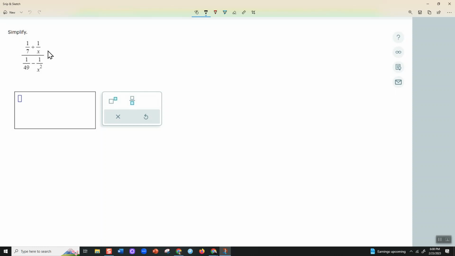Love it. It's all about common denominators. Whenever you're adding and subtracting fractions, you need common denominators. So basically, we're just going to complete the subtraction on the denominator and complete the addition on the numerator. Then we'll have a complex fraction, and we'll multiply by the reciprocal of the denominator. Okay, so for the top, we're going to have a common denominator of 7x. This one gets multiplied by x. This one gets multiplied by 7.